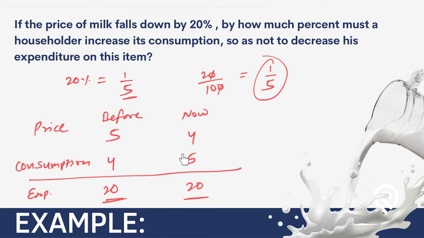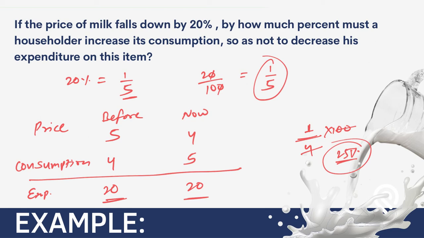Now see how much consumption is increasing from 4 to 5. The increase is 1, and the reference value is 4. Why? Because it is starting from 4, then it went to 5, so the comparison is going on 4. So I will write 4 here, divided by 4 into 100. When I cut, I will get 25%. This is my answer.